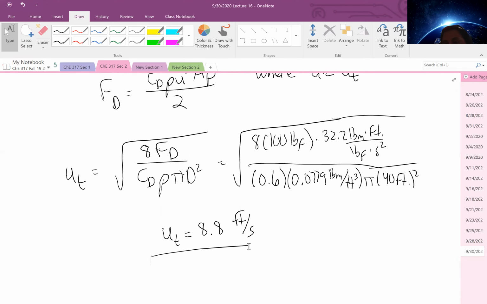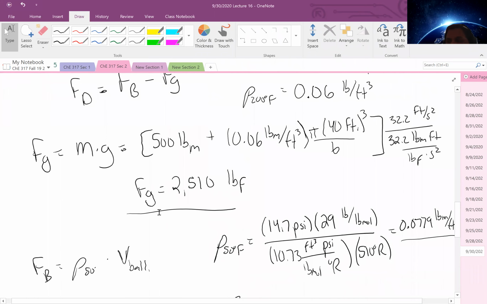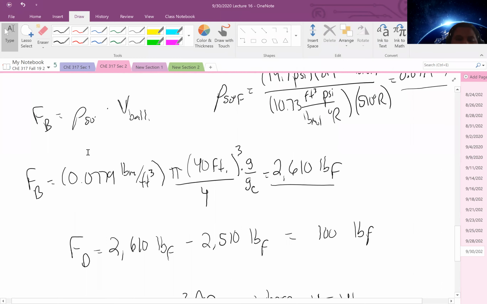I can double check that really quickly. Dr. Lopez, will you real quick just scroll up to your force of gravity equation? So in the force of gravity equation, you did pi times 40 feet cubed over 6, but in the force of buoyancy, you did pi 40 cubed over 4. Is there a reason for that? Nah, it's a typo. It's over 6. Thank you.